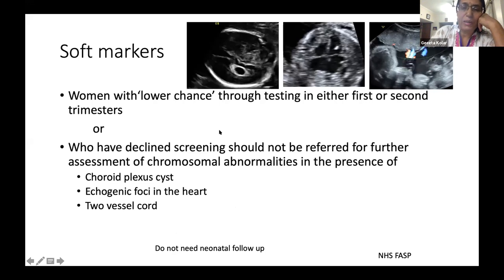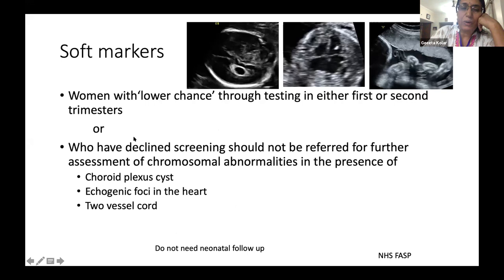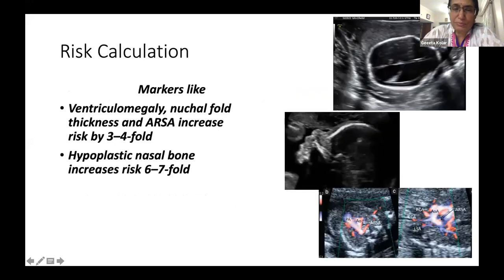This is the recommendation. That means women with a lower chance through testing in either first or second trimester, or who have declined screening, should not be referred for further assessment in the presence of CP cyst, echogenic focus, or a 2-vessel cord. But which are the markers which are important today then?